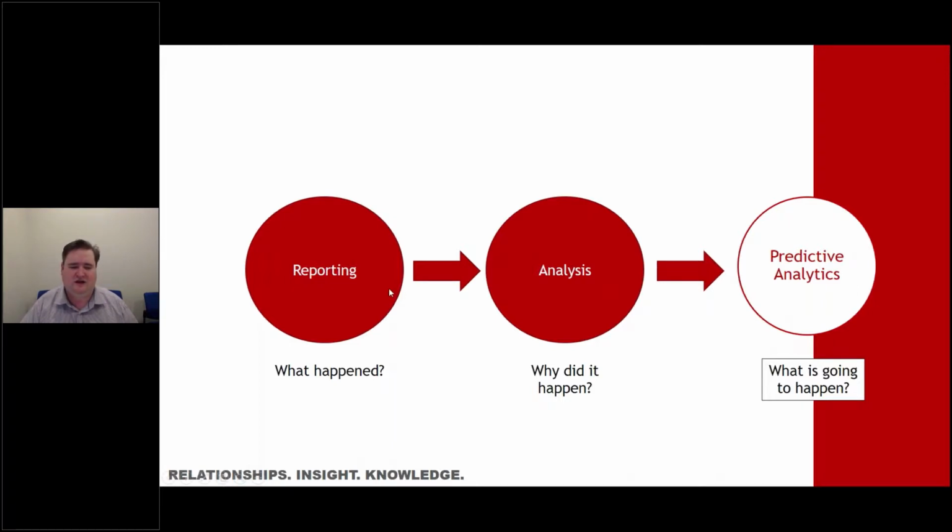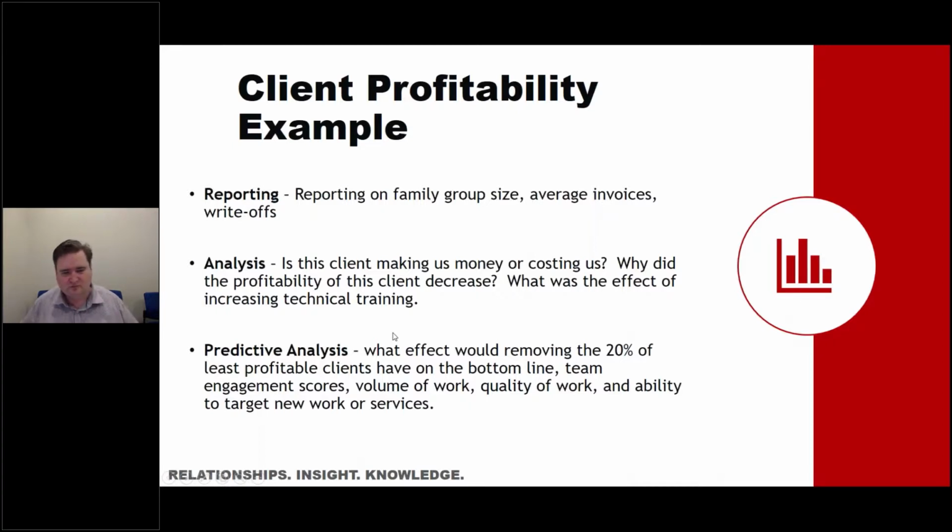So to give an accounting example of those 3 different levels, we've got reporting. Quite often we'll have firms sit there and say, I'm going to do an analysis of my client base. So I'm going to do my reporting, say at a family group or debtor level: the size of the invoices we've generated, what the average invoice is, what the write-offs are.